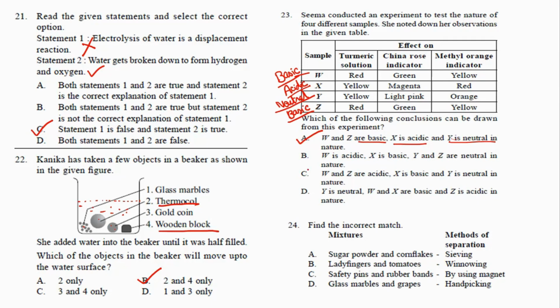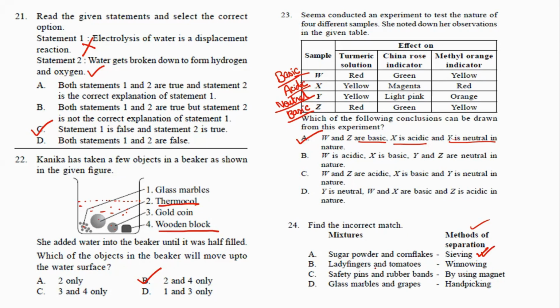Coming to question number 24, find the incorrect match. So, we have some mixtures and these are the methods of separation. We have to find out the incorrect match. Sugar powder and cornflakes, sieving. Yes, this is correct because the sieve will filter the sugar powder, being small crystals, it will fall down, and cornflakes being the larger particles, it will remain on the sieve only. So, this is correct, right?